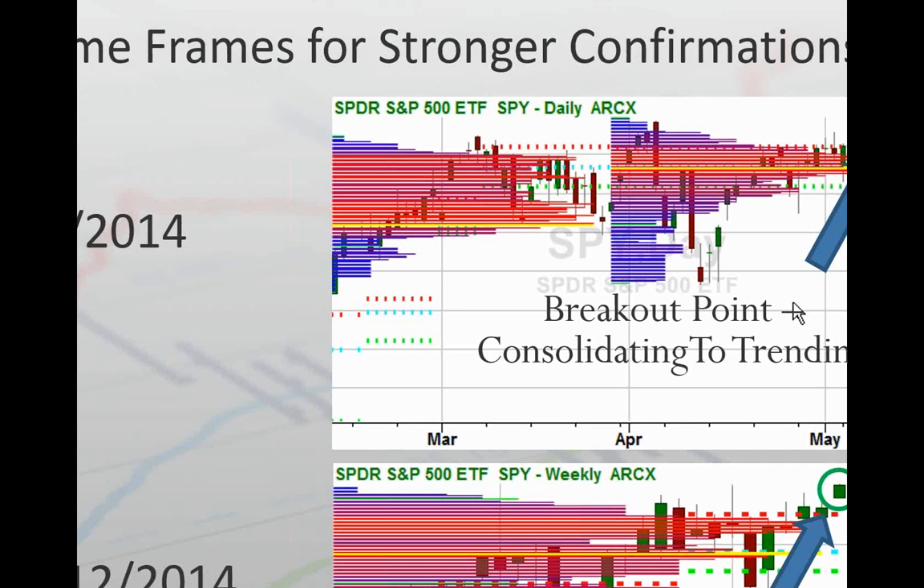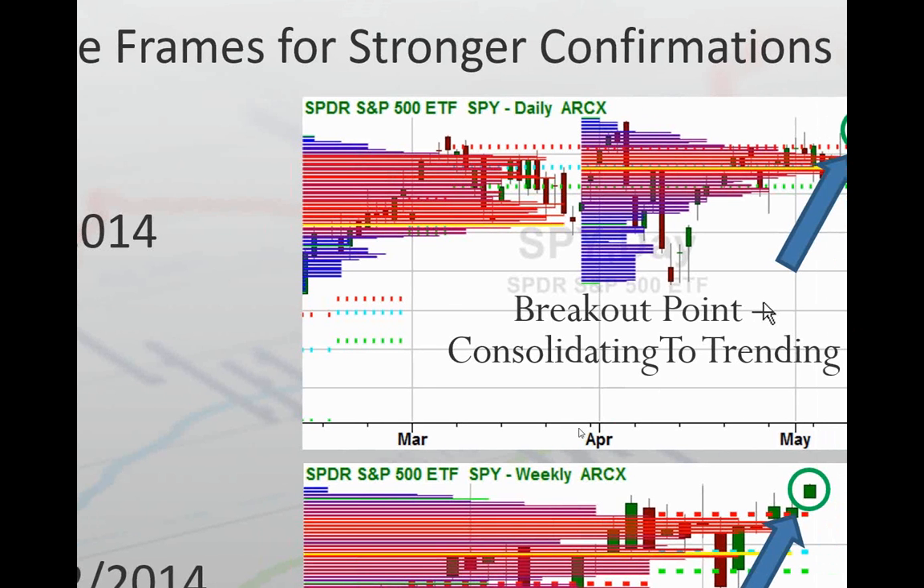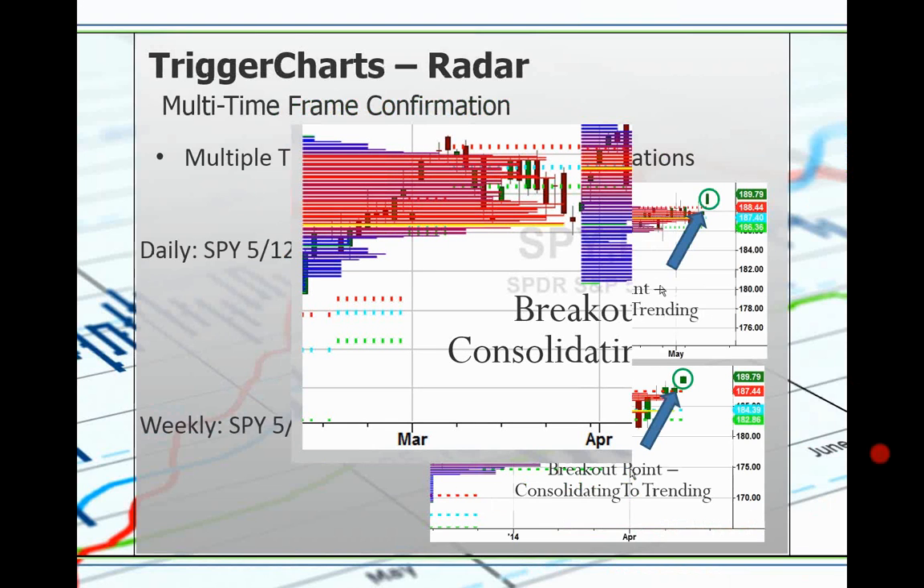Let's see if I can get this going here. Oops, cancel that. Uh-oh. Let me get rid of the zoom. And for some reason, you see that in the middle of my screen there?